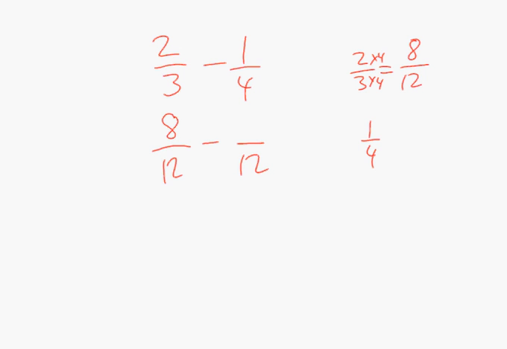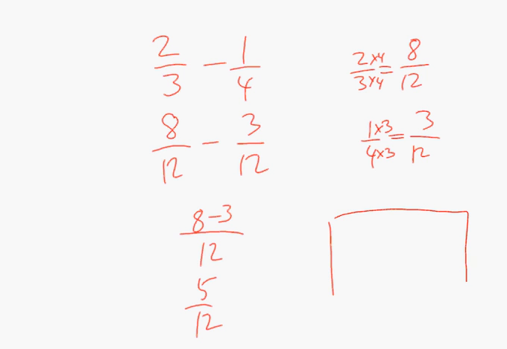And instead of writing 1/4, that's equal to 3/12. So instead of saying 1/4, I can say 3/12. So instead of saying 2/3 take away 1/4, I can really say 8/12 take away 3/12. And 8 take away 3 over 12 will be 5/12 is your answer.